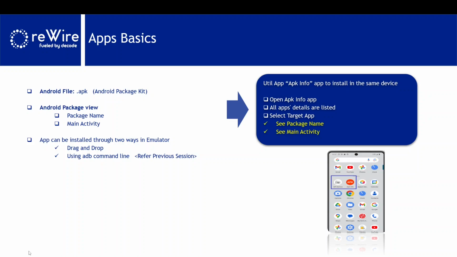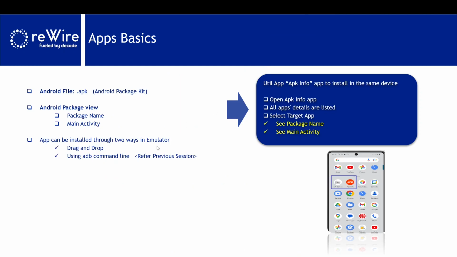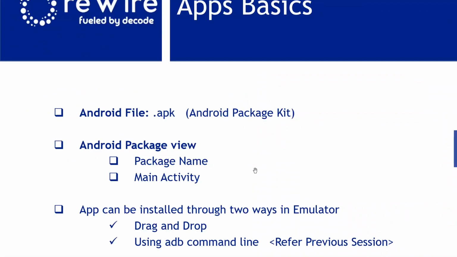So one is package, view, main activity. Sorry, the first is APK. If you're talking about Android, we have a file extension called APK. We call it Android Package Kit.